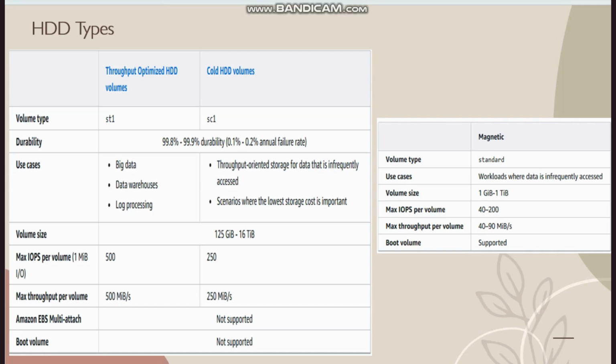Magnetic is an outdated service. Here the volume type is standard. Same, if I do not frequently use the data, then I can choose the magnetic HDD, and the volume size is 1 terabyte only, and the maximum IOPS is 200, and the maximum throughput is 90. Here the boot volume is supported.